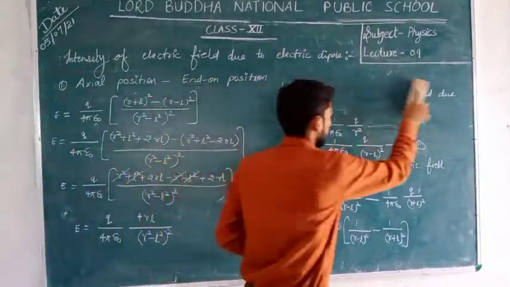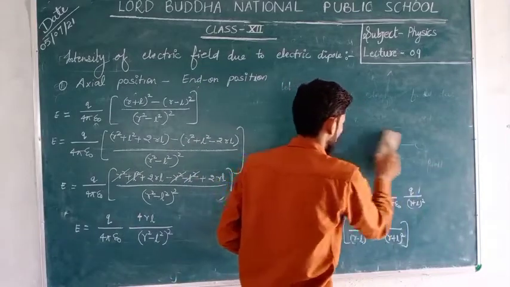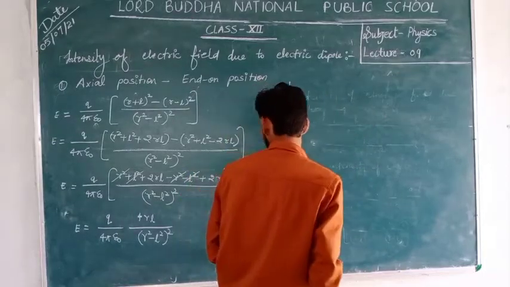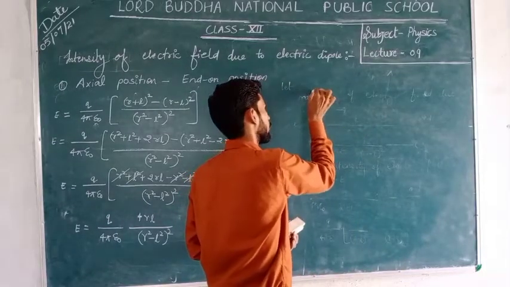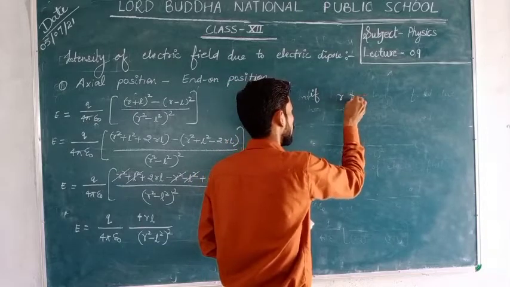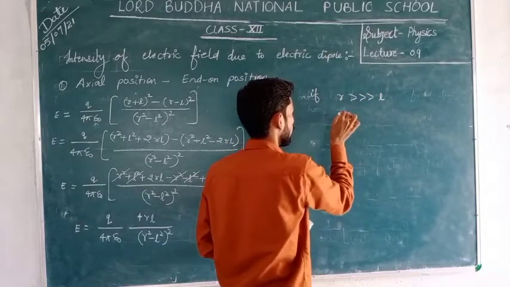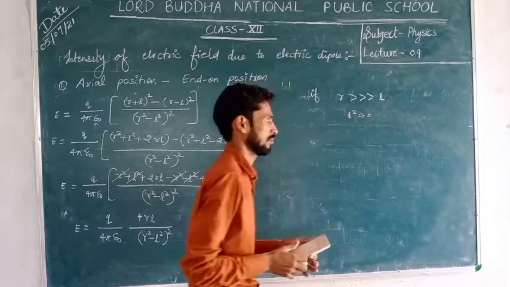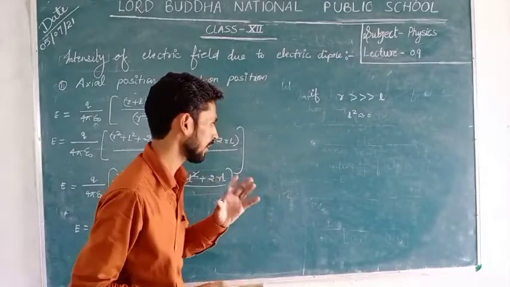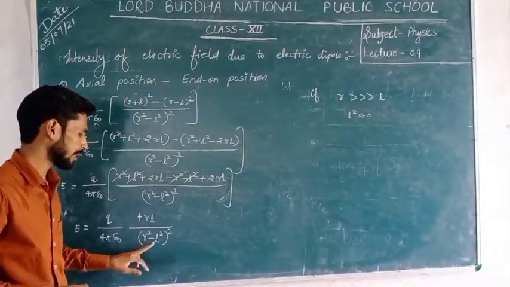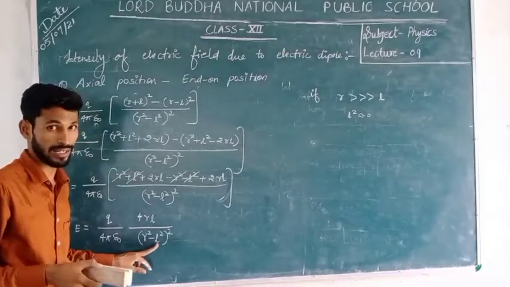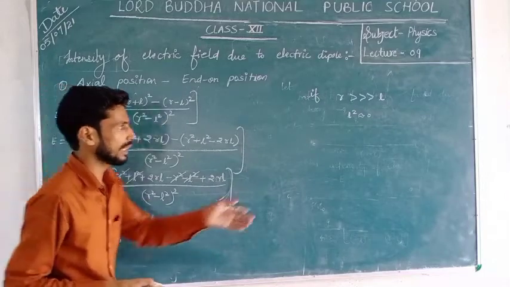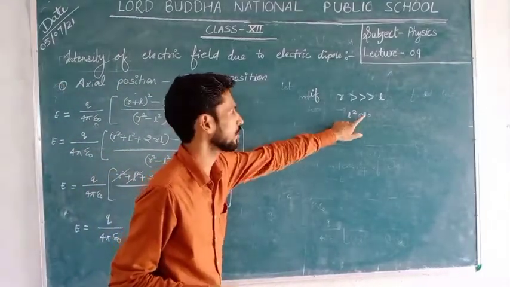If the distance r is greater than l, so l square can be neglected. That means with respect to r, if l is very small, then the value of l square will be even smaller. So we can say that we can neglect l square, that is 0.